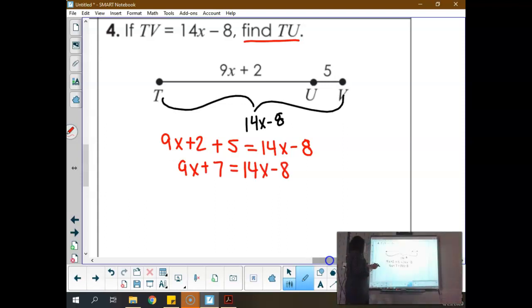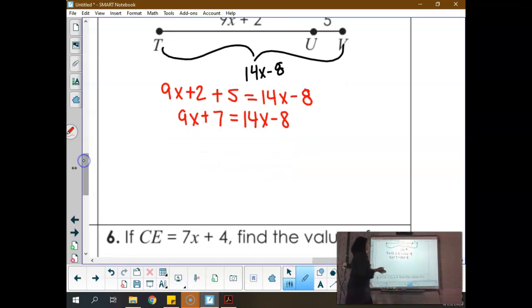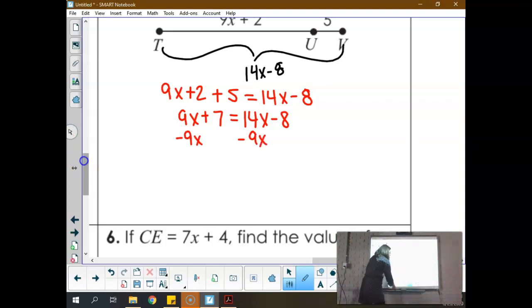All right, and then we've got some stuff we've got to move around. So I'm going to zoom or roll it down a little. I'm going to move my 9x. And then, because I'm a little lazy and I want to do things at the same time, I'm going to add 8 over here. So my 8's cancel, these 9's cancel, and I've got 15 equals 5x. So x is going to equal 3.